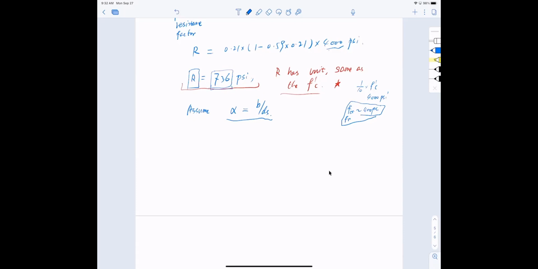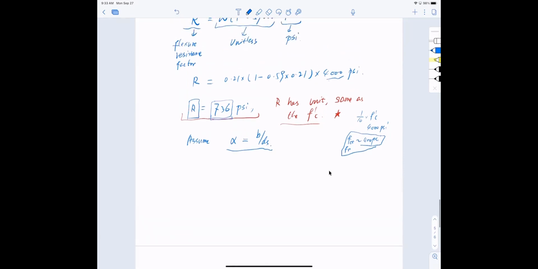Does that make sense? Yeah. Okay, so from a calculation point of view, it doesn't really matter, right? I mean, 736 PSI is kind of like 0.7 KSI, is that right? So it doesn't really matter, actually. But the point is that I got a feel of what R is supposed to be, so I use PSI.